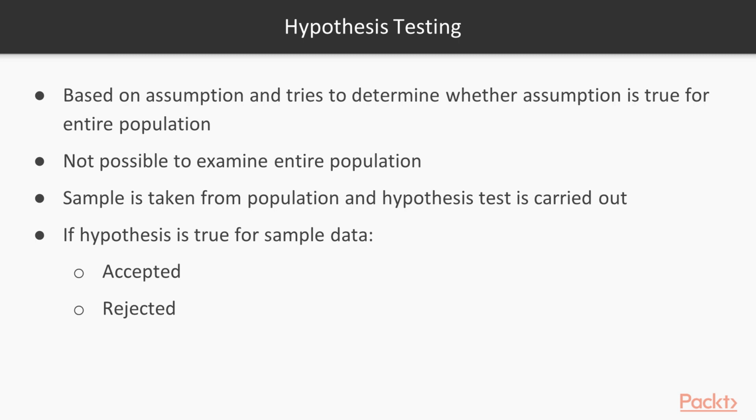Next, we will see hypothesis testing. A hypothesis test is based on an assumption and tries to determine whether the assumption is true for the entire population. However, in most cases, it is not possible to examine the entire population. In that case, a sample is taken from the population, and a hypothesis test is carried out. If the hypothesis is true for the sample data, then it is accepted, or else it is rejected.